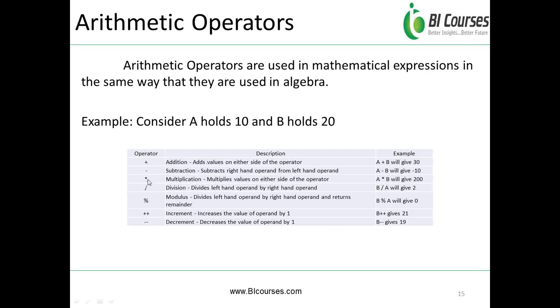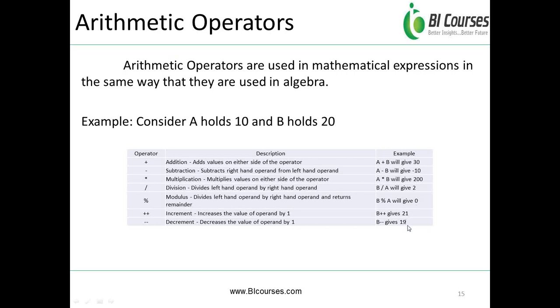Minus is used to subtract, star for multiplication, then division, modular, plus plus, minus minus. What is this plus plus minus minus? These we call unary operators. If you have only one operand, then we call it a unary operator. Whereas if you are performing an operation between two operands, then those operators we call binary operators. If a holds 10 and b holds 20, then a plus b gives 30, a minus b gives minus 10, a times b gives 200, b divided by a gives 2, a plus plus gives 11, a minus minus gives 9.